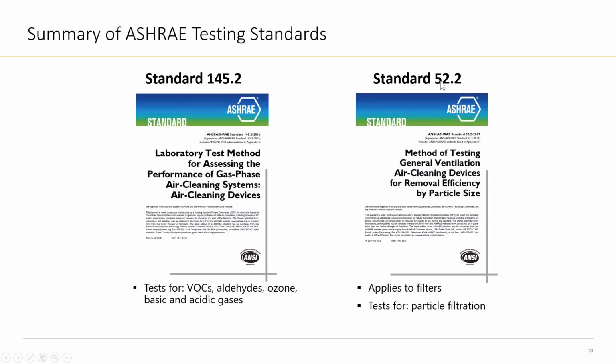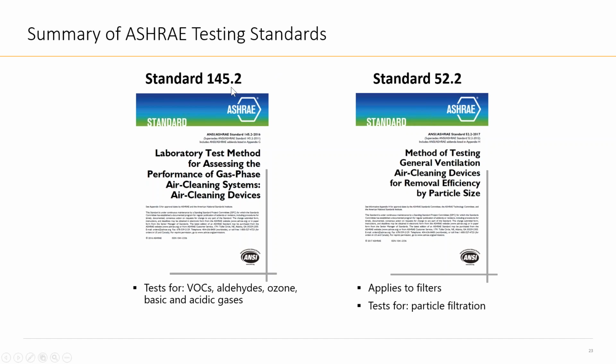Most of you are familiar with ASHRAE Standard 52.2, and it applies to particulate filtration. We call them filters. And it's a duct test. You put the filters in, you measure before and after, and you measure for different particle sizes, and you get a MERV, minimum efficiency reporting value. I don't know if you know about this.